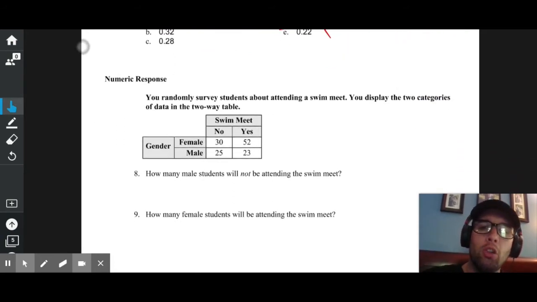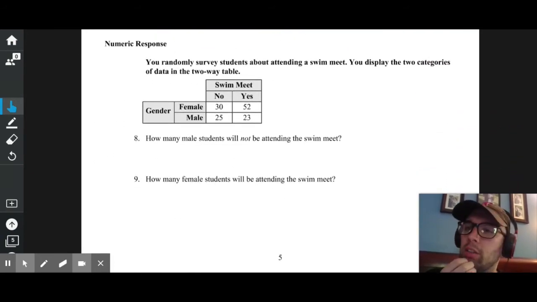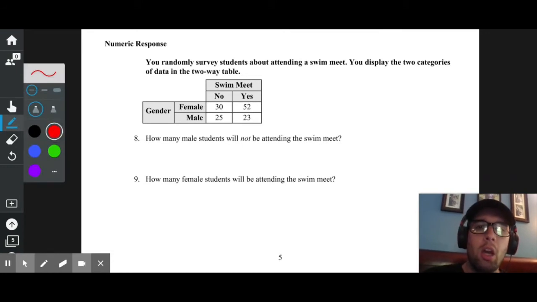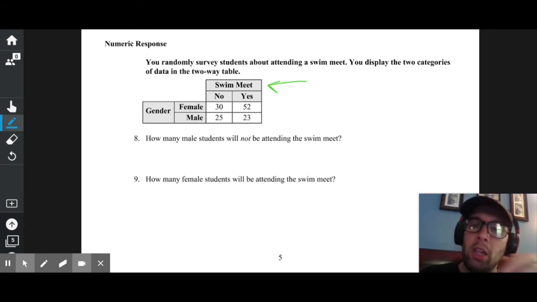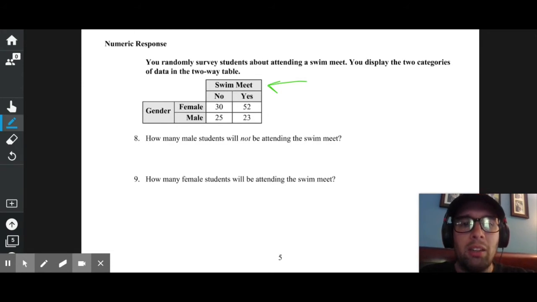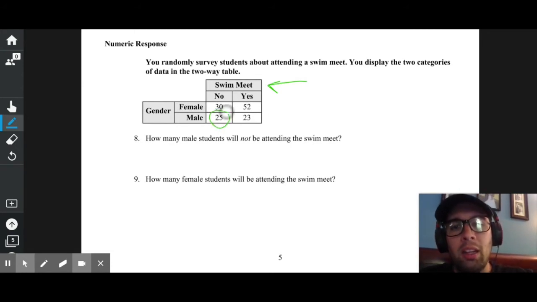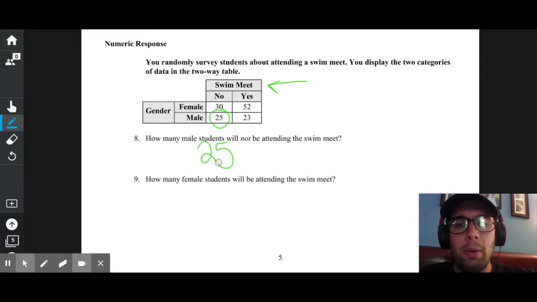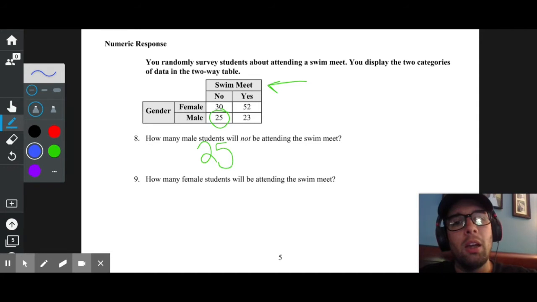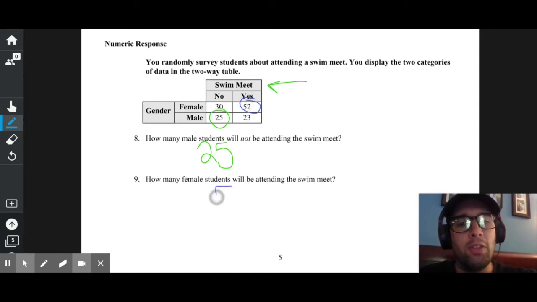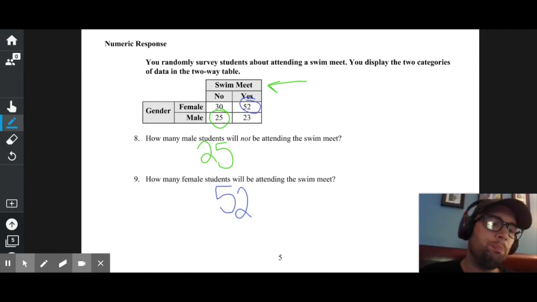You randomly survey students about attending a swim meet. You display the two categories of data in the two-way table. There it is. So we have whether they went to the swim meet or didn't, and you have if they're male or female. How many male students will not be attending the swim meet? Male not attending the swim meet, 25. How many female students will be attending the swim meet? Female students, yes, 52.